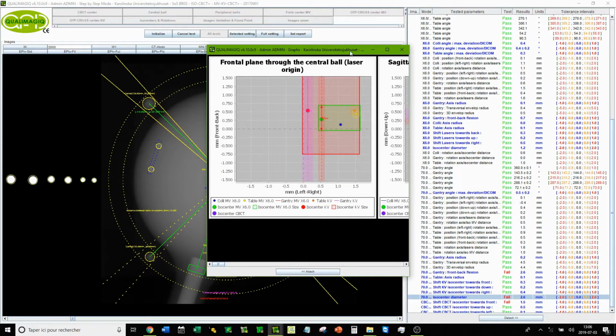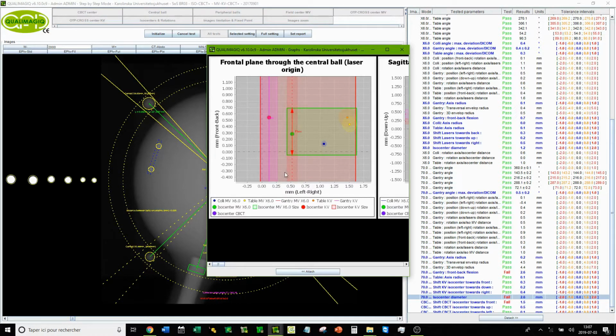We are looking at the treatment machine from above, and we will look at the size of the isocenter in this frontal view. The green point is the MV isocenter. We will zoom in on the gantry axis in MV, which is here, seen from above in red. The couch axis in MV is this yellow cylinder. The collimator axis in MV is this blue cylinder. The yellow and blue cylinders are vertical. The red cylinder is horizontal.